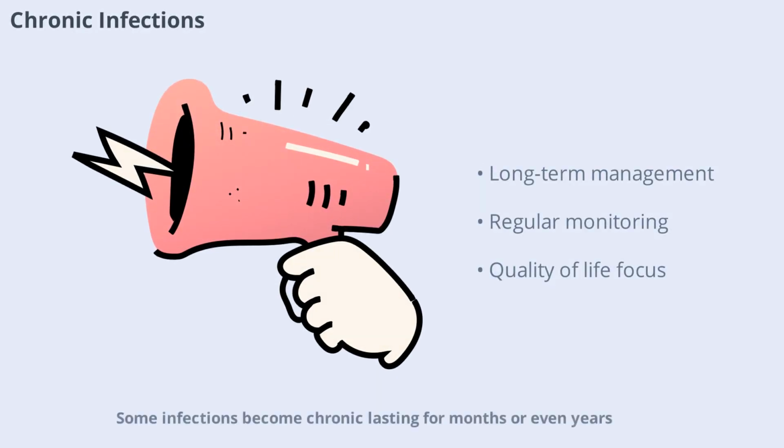Some infections become chronic, lasting for months or even years. Examples include hepatitis B, HIV, and certain fungal infections. Managing chronic infections often requires long-term medication, regular monitoring, and lifestyle adjustments. The goal is to control the infection, prevent complications, and maintain quality of life. Advances in medicine have made it possible for many people with chronic infections to live full, active lives.